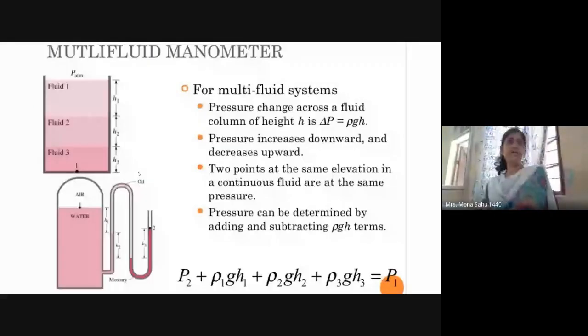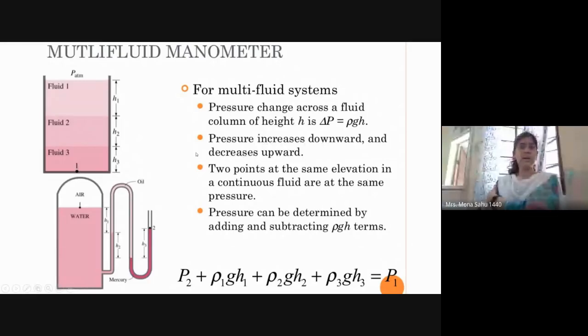All right, the next thing. Now, for example, if you have a multi-fluid manometer, how do you calculate? For multi-fluid, for example, you have fluid number 1, 2, and 3. On top, it is atmospheric pressure. So you want to calculate the pressure at point 1. You know there is atmospheric pressure, so you have to add pressure at fluid 1 plus pressure at fluid 2 plus pressure at fluid 3, and finally you will get P1.